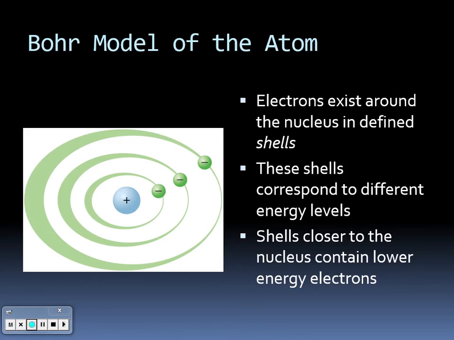Shells close to the nucleus contain lower energy electrons. For some reason, that's number 7 on your outline.